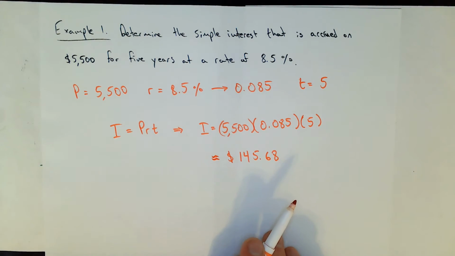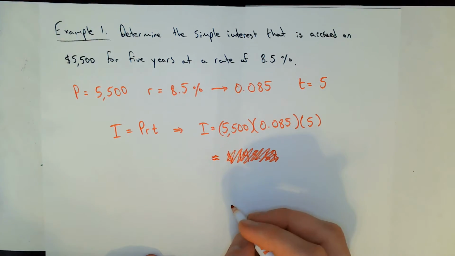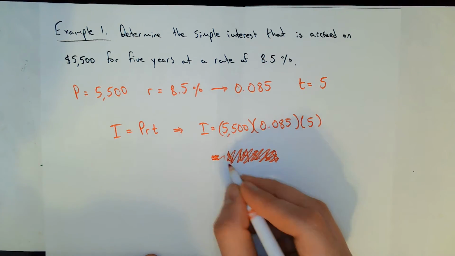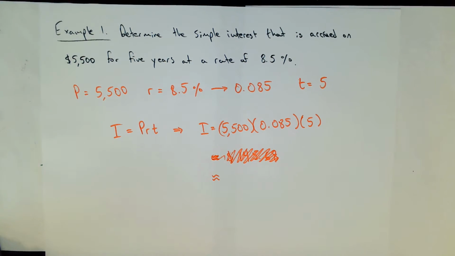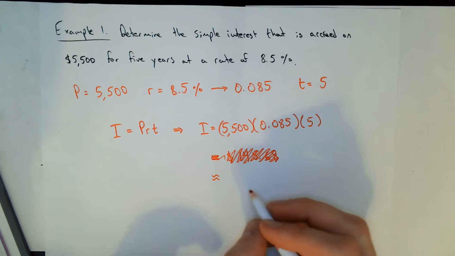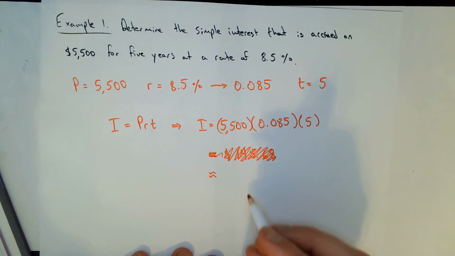Oh wait, no. No, sorry, that's way off. I'm looking at the wrong solution. I'm following the textbook solution. That was the wrong example. I was about to say, that's kind of low. Kind of a little bit low for a principal that high and a time span that long.